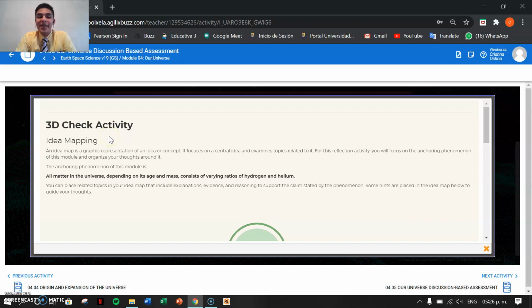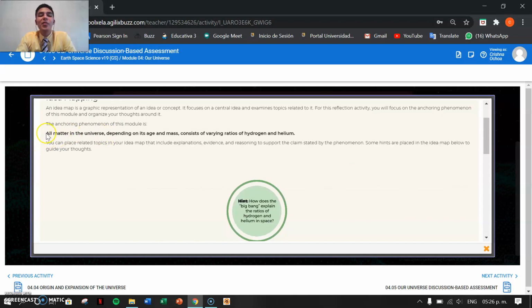An idea map is a graphic representation of an idea or concept. It focuses on a central idea and examines topics related to it. For this reflection activity, you will focus on the anchoring phenomenon of this module and organize your thoughts around it. The anchoring phenomenon of this module is: all matter in the universe, depending on its age and mass, consists of varying radius of hydrogen and helium.